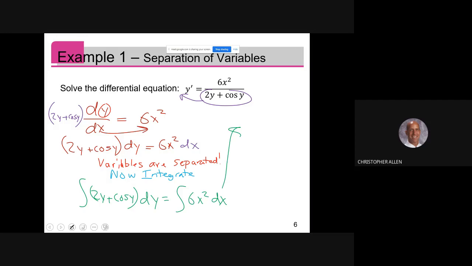Okay, so what is the integral of 2y? Well, I think that'd be y squared. What is the integral of cosine y? Well, I think that would be sine y. Equals. Now I've got to integrate 6x squared. So x is going to go to the third. I have to divide by 3, so that'd be 2x to the third. And then don't forget the plus c. The plus c is that constant of integration.